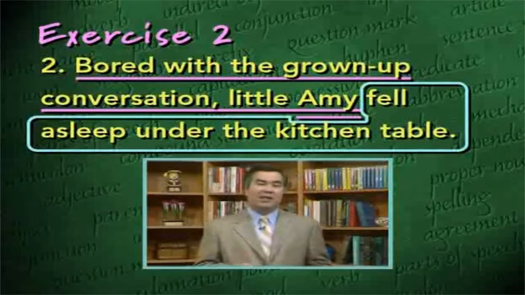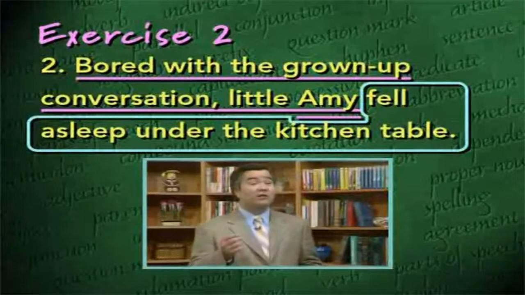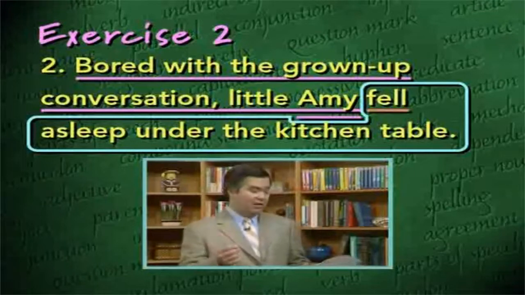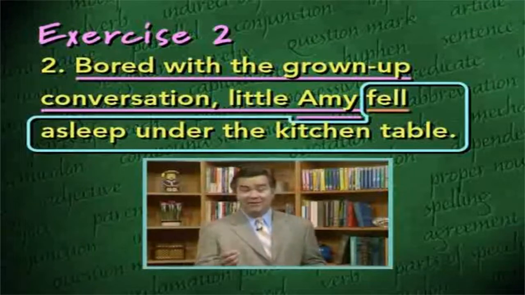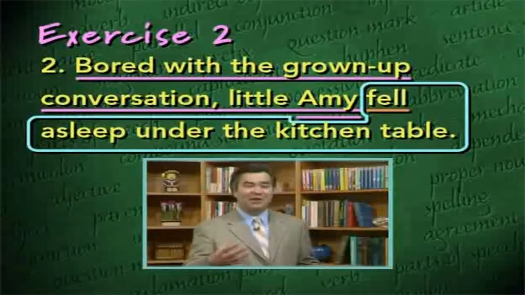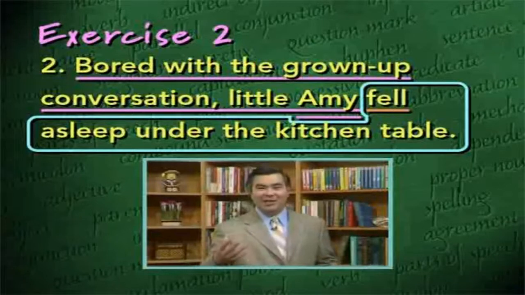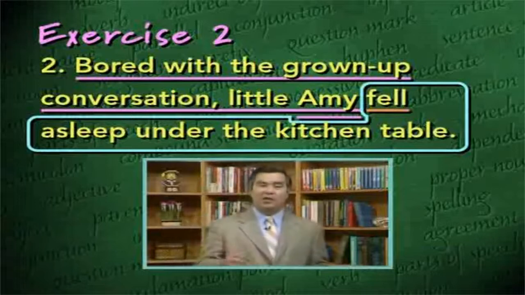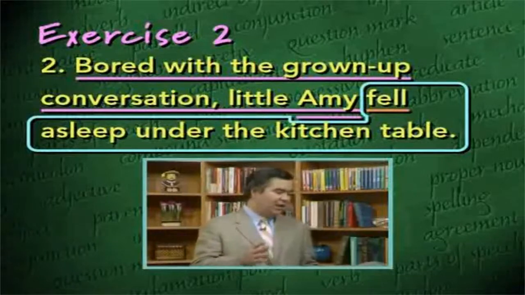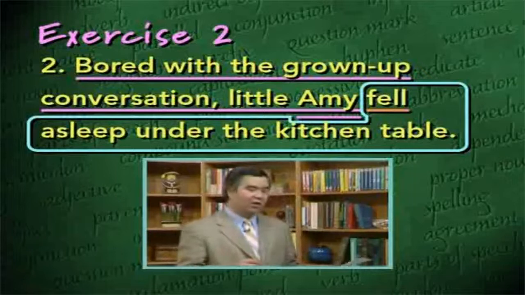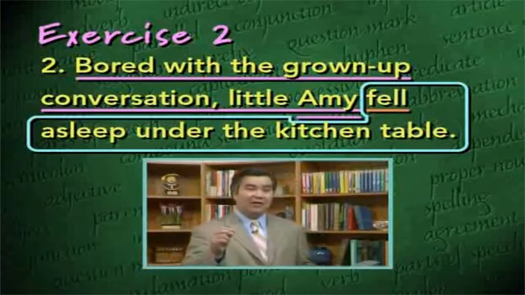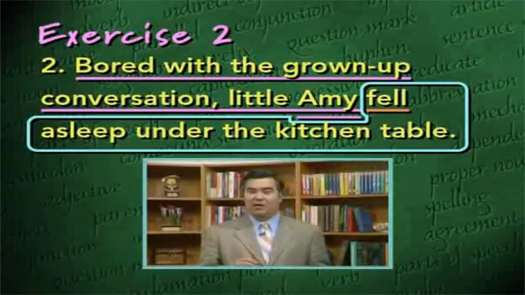Fell asleep under the kitchen table. Which word is the verb, the most important word in the predicate? The answer is fell. What did Amy do? She fell. The rest of the words in the predicate give us more information, specifically that she didn't fall off a ledge or off a sofa. She fell asleep. And where did she fall asleep? Under the kitchen table. So the subject is bored with the grown-up conversation, little Amy, and the predicate is fell asleep under the kitchen table. And fell is the most important word in the predicate, the verb.